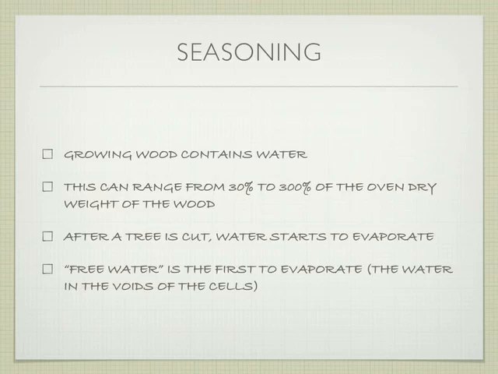Growing wood contains water. No surprise. Okay? This can range somewhere between 30% and 300% of the oven-dry weight of the wood. So it can be a lot of water that's in the wood. After the tree is cut, as soon as the tree, quote, dies, some of the water is going to start to evaporate. Okay? This free water, which is the first to evaporate, is the water in the voids of the cells. Not the water that's contained within the cells, it's the water around the cells.